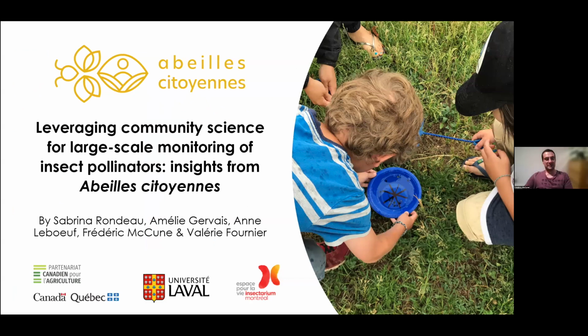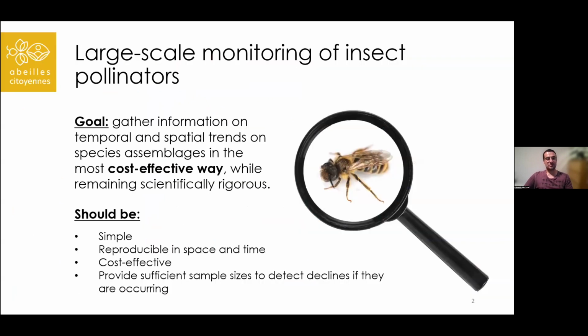Thank you. I will talk this afternoon about leveraging community science for large-scale monitoring of insect pollinators, with insights from our project Abeilles citoyennes. Large-scale monitoring of insects is really needed given the global decline of pollinators currently. Large-scale monitoring programs must follow the temporal and spatial trends of pollinator communities in the most cost-effective way while remaining scientifically rigorous.